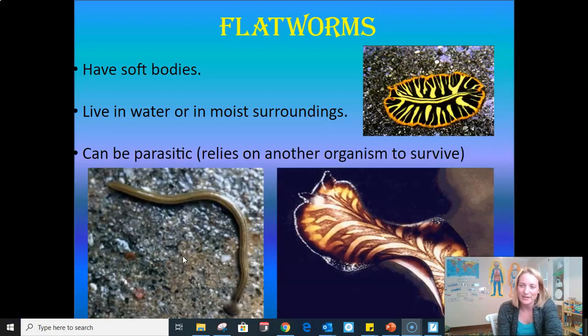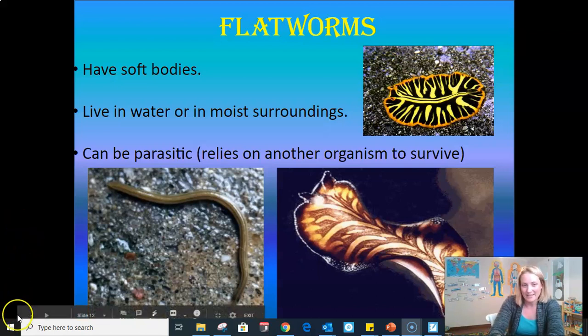And our last family of invertebrates for today are the flatworms. Now, flatworms have soft bodies. They live in water, or in moist surroundings, and they can be parasitic, and that means that they rely on other organisms to survive. Now, they may look strange to you, and you may sit there and think they're very unfamiliar, but there are in fact over 20,000 different species of flatworms that live both on land, in water, and that water can be both the sea and in freshwater rivers and streams. So they're all around, they surround us, and we probably don't even know it.